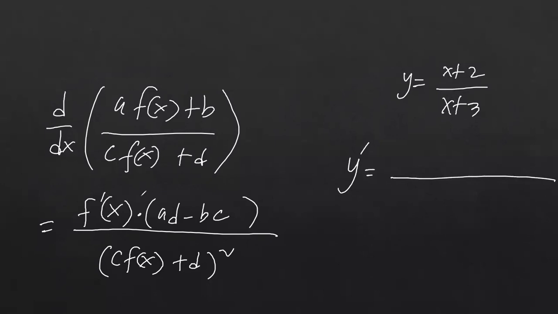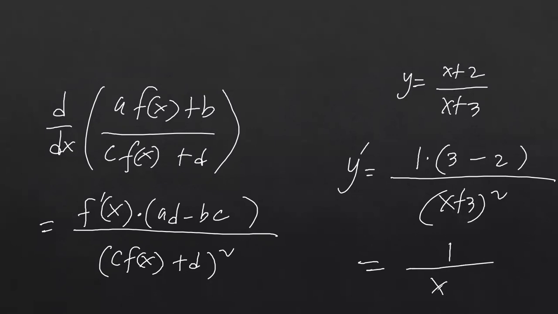That's it. So if you're going to find the derivative of this, it will be y prime equal to the derivative of your function, in this case the x inside. The derivative of x is just 1. And then you have a times d, 1 times 3 is just 3, minus 1 times 2 is just 2. And here it becomes the denominator squared, so in this case x plus 3 quantity squared. Actually, this is just 1 over x plus 3 quantity squared.